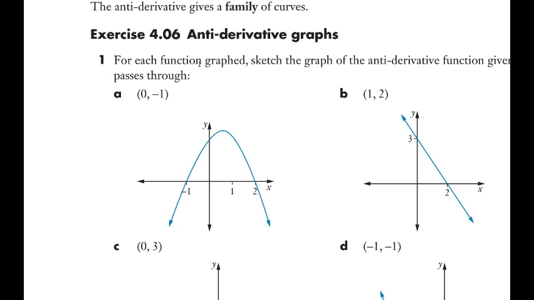So here is the thing: for each function graph, sketch the graph of the antiderivative function given that it passes through (0, -1). So in this problem they've actually given you the derivative graph. You need to find the antiderivative graph, and again, if you have solved the first problem, it's very easy for you to solve this, but we will solve it.